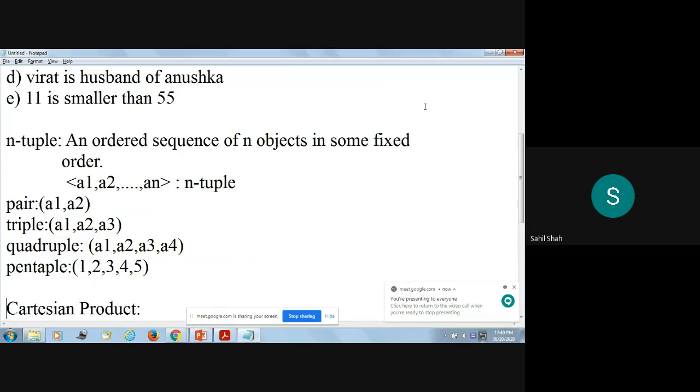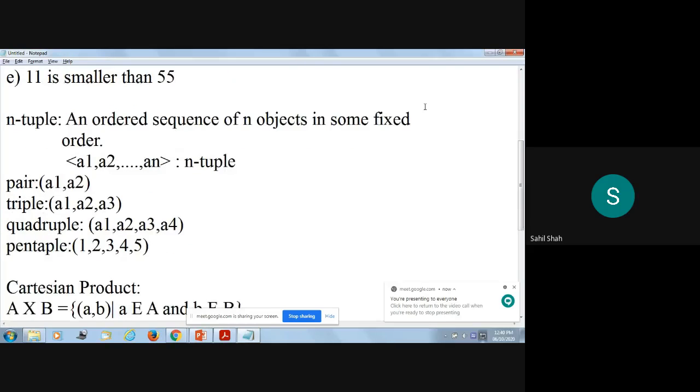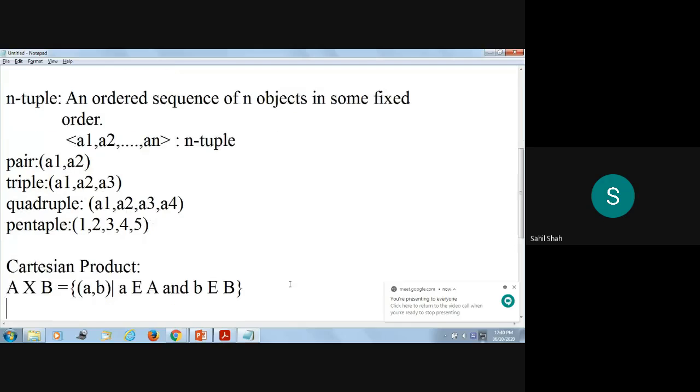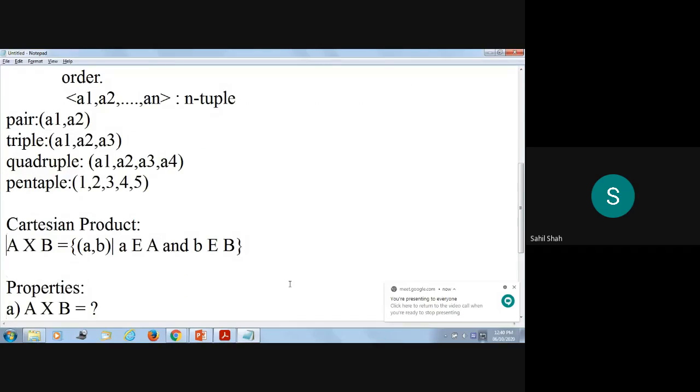Moving ahead. What do you mean by Cartesian product? A quick revision of Cartesian product so that you will be able to understand the definition of a binary relation more quickly. What is a Cartesian product? We are taking the product of two sets. Let A and B be two finite sets. Then the Cartesian product of A with B, denoted by the symbol A cross B, is given by a pair (a, b) such that a belongs to A and b belongs to B. This we have already discussed.